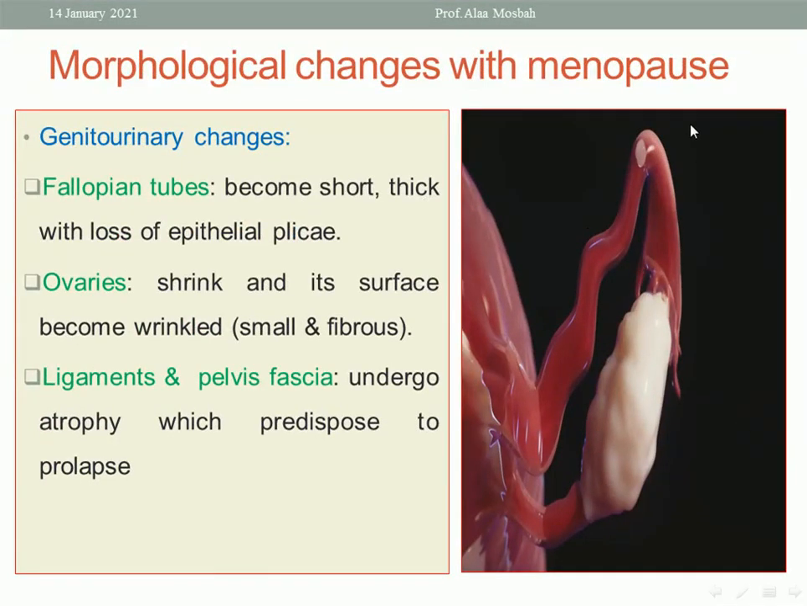What about the fallopian tubes? They become short and thick, with loss of epithelial plica. The ovaries shrink, becoming small, wrinkled and more fibrous. Ligaments and the pelvic fascia atrophy, and this is a predisposing factor for prolapse at this age of postmenopause.